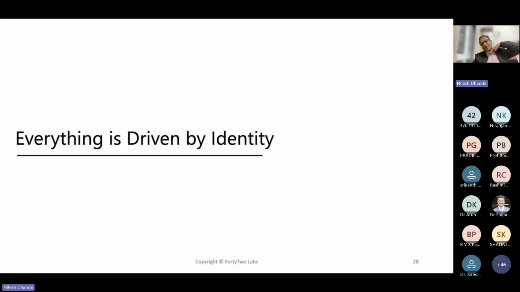So is this a right statement? This is the right statement. Everything is driven by identity. Okay. Everything is driven by identity. Why do I say that?